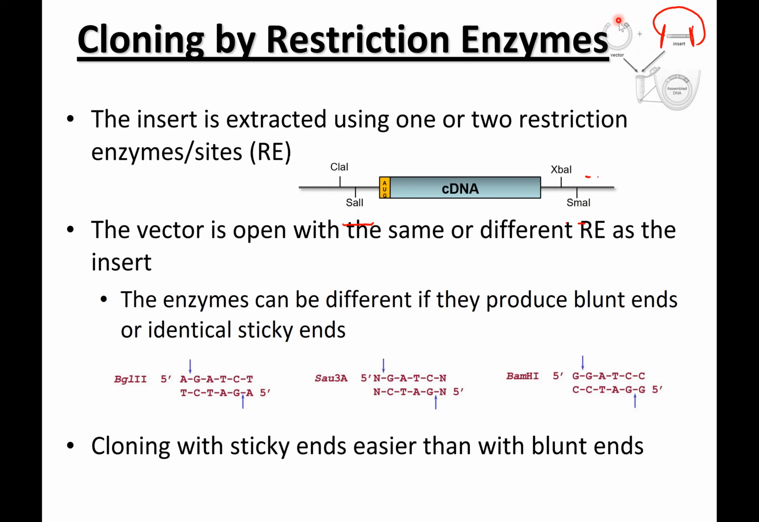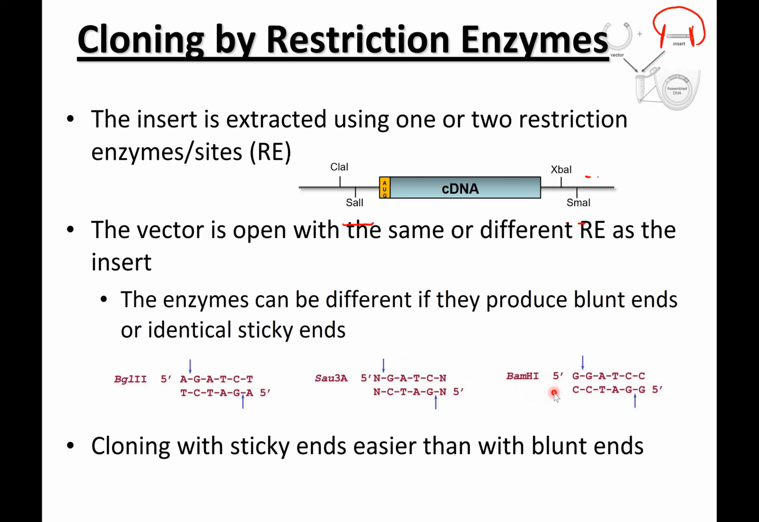And now the vector that is going to accept this insert, the recipient plasmid, would have to be cut with the same enzymes, or, if you're working with sticky ends, with enzymes that produce sticky ends complementary to the ones created by SalI and SmaI. Now, why do I say that? Because in fact, some restriction enzymes, look at this one right here, produce identical sticky ends, even though they recognize different sequences. For example, look at BglII and BamHI.